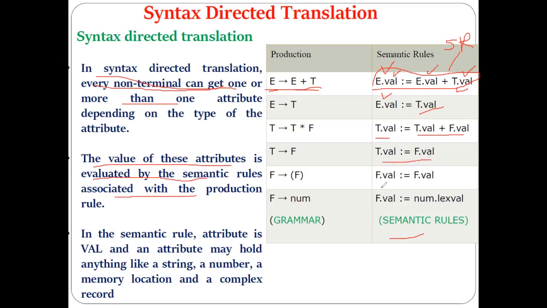So what is the use of all these semantic rules? We are going to utilize them to calculate the value of a particular attribute. The value of this attribute is evaluated by the semantic rules associated with the production. How we can evaluate or calculate the value of the attribute dot val using these rules, we will see in the example. Just keep in mind that semantic rules, or semantic actions, are used to calculate the value of different attributes. Here this dot val is the attribute, and an attribute can hold any kind of thing, like a string, number, memory location, etc.